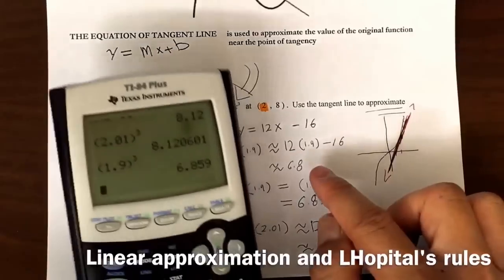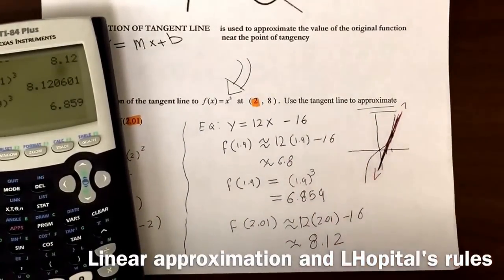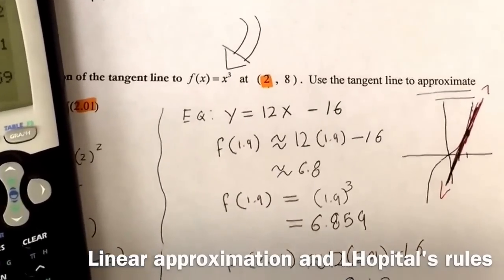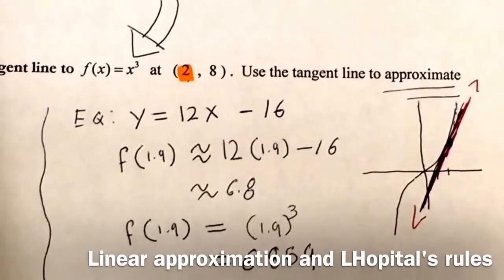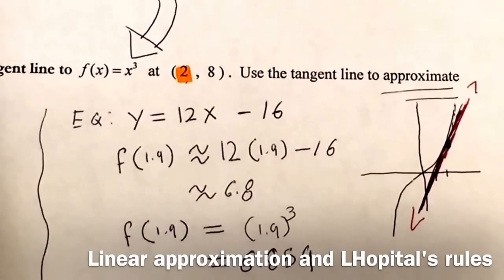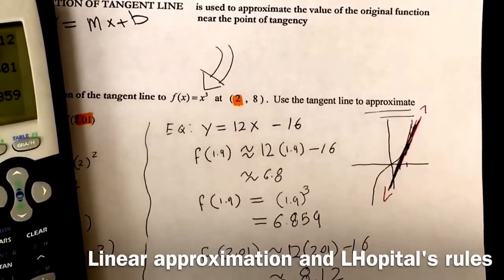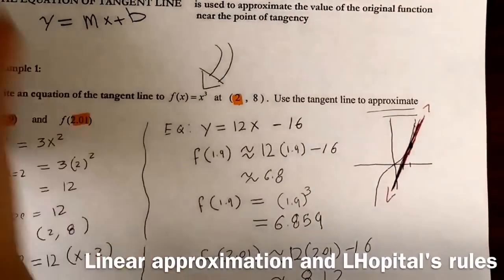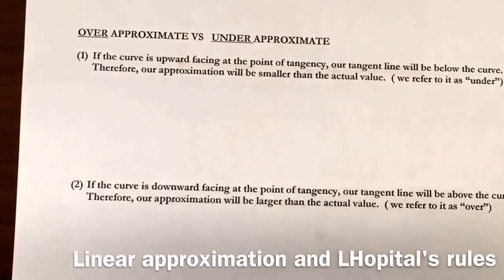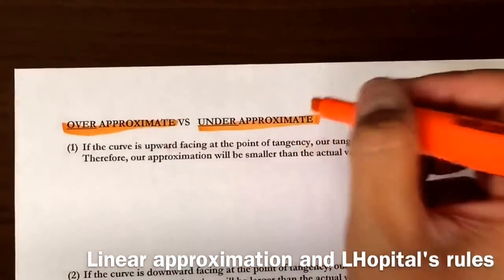The real answer was clearly higher than the approximated answer, which kind of makes sense and is supported by this graph, because if you look closely at this graph, the equation of the tangent line is below the original function, and therefore the output, the approximated value, will be less, or we call it under, the exact value. All right, and that brings us to our next concept. How do you know when you have an over approximate or an under approximate?